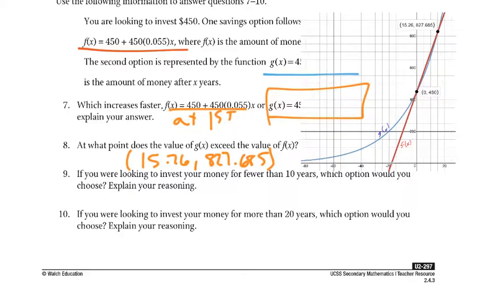If you were looking to invest your money for fewer than 10 years, which option would you choose? Okay, well, fewer than 10 years, okay, since that 15 stands in for 15 years, if it's 15 years or less, basically, you want to go with the linear one, okay, with f of x, because you are getting more money right out at the beginning. But if you're going past the 15 years, then definitely g of x is the one, because now your exponential is going to make you more money, okay? So even though that linear at the first little bit makes more money, over time that exponential will do a lot better. Okay? Alright guys, there we go.